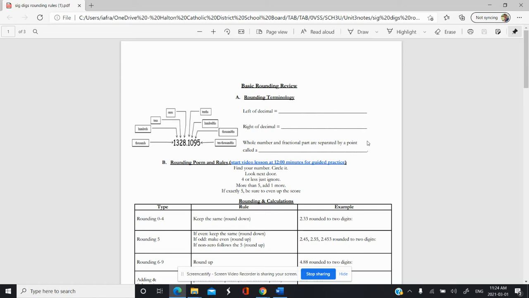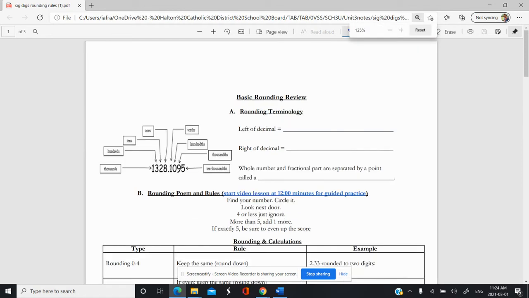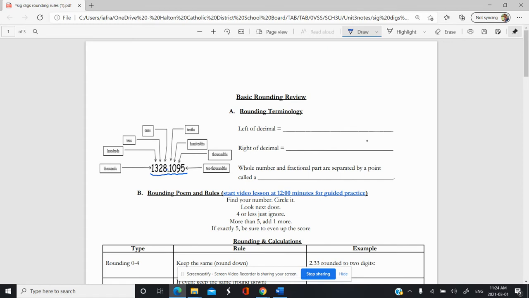Before we go into rounding, you do need to be familiar with terminology when it comes to numbers. So for example, if we're looking at this number over here, there's two parts to it separated by a point, and that point is called a decimal point. The left side, so the 1328, that's the whole number part.